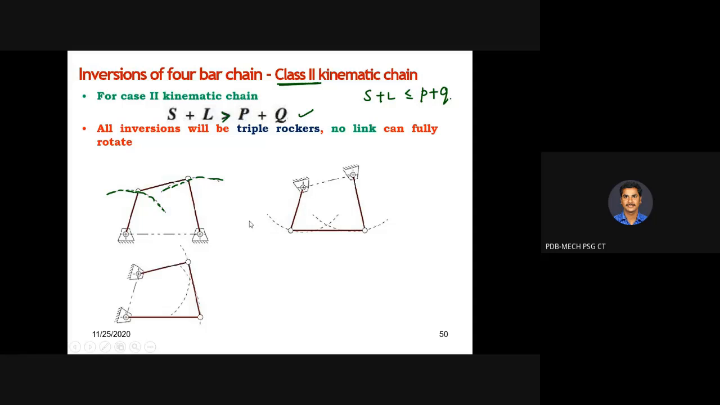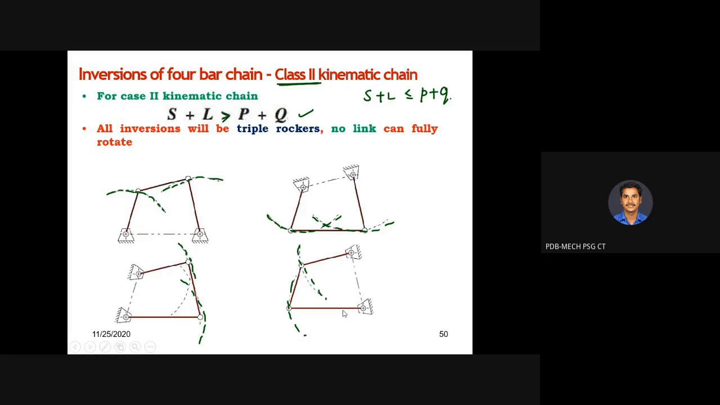So here look at all the possible combinations. Here we have changed the fixity, and these links are making rocking motions. Next, here it is fixed. Then if I give input and output, automatically the other links are going to make rocking motions. And here it is fixed, and it is making rocking motions. So no link is going to make a complete revolution. It is highly impossible whenever this Grashof's law is violated. S plus L is greater than P plus Q, being violated, we will be getting only rocking motion.